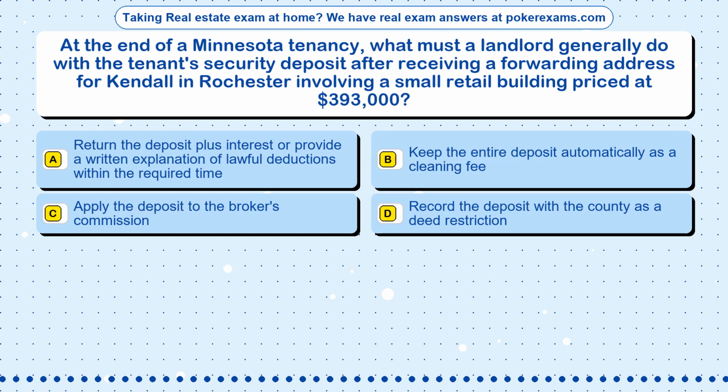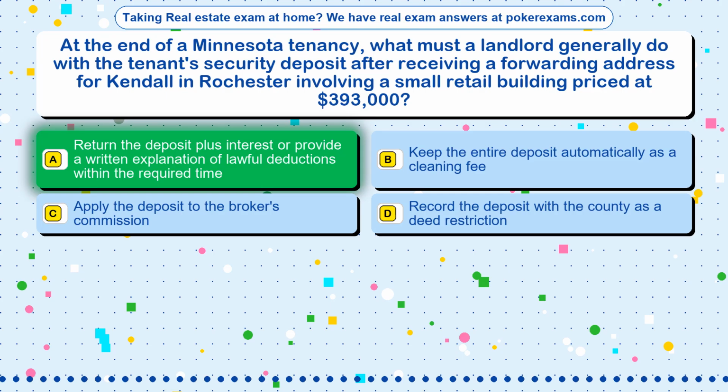Question 69. At the end of a Minnesota tenancy, what must a landlord generally do with the tenant's security deposit after receiving a forwarding address for Kendall in Rochester involving a small retail building priced at $393,000? Option A. Return the deposit plus interest or provide a written explanation of lawful deductions within the required time. Option B. Keep the entire deposit automatically as a cleaning fee. Option C. Apply the deposit to the broker's commission. Option D. Record the deposit with the county as a deed restriction.